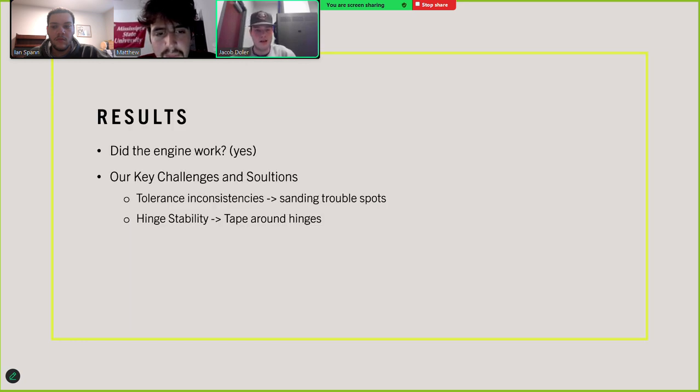And then to close out, our steam engine did work. However, we had a few key challenges that we had to solve, one of those being tolerance inconsistencies. As you can see, we had to sand a lot to get it to work. And then our hinges, we also had to tape around those to get those to work. And so that's all. If there's anything else, please let us know.